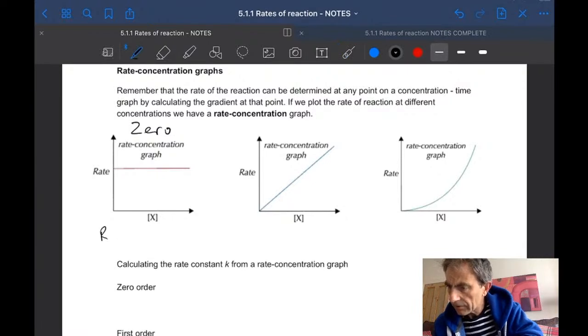So how would you say that sort of technically? Rate unchanged or unaffected. Unchanged, is unchanged even a word? Not changed, you could say, by changing concentration.